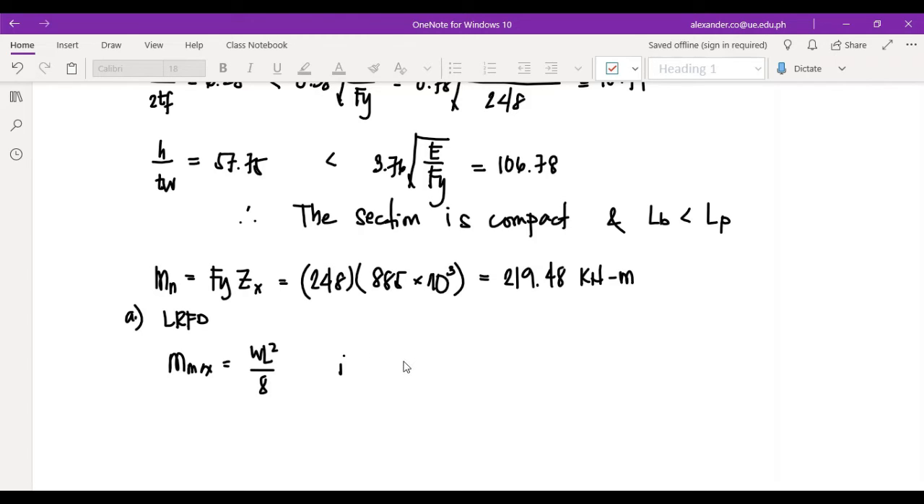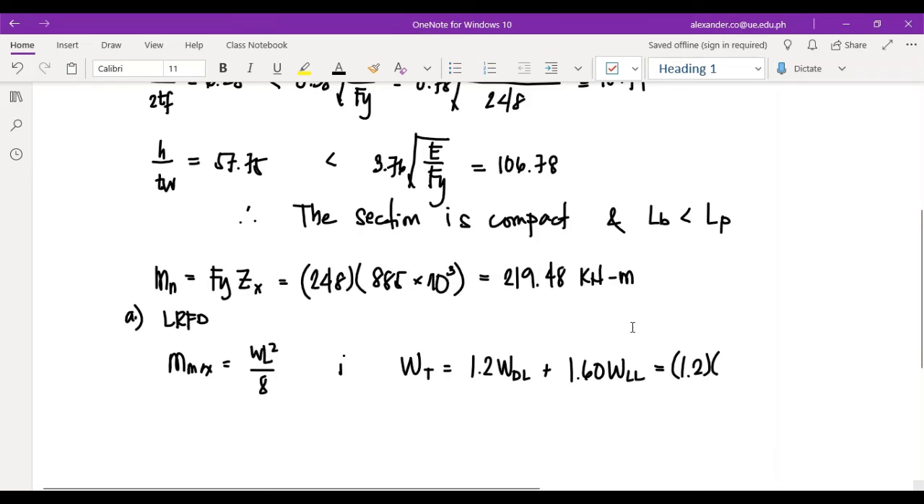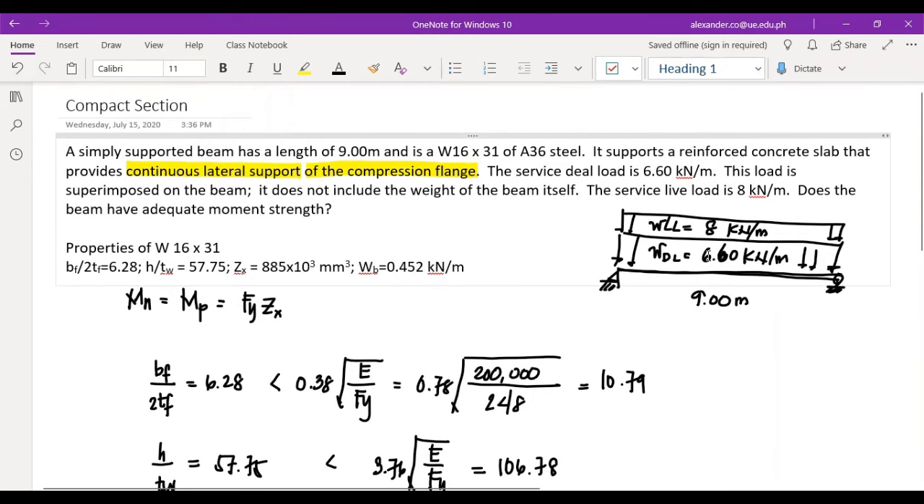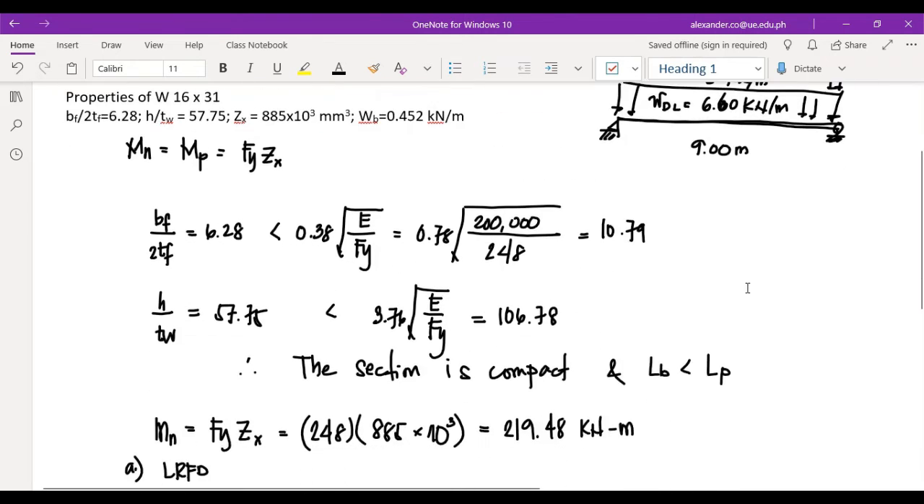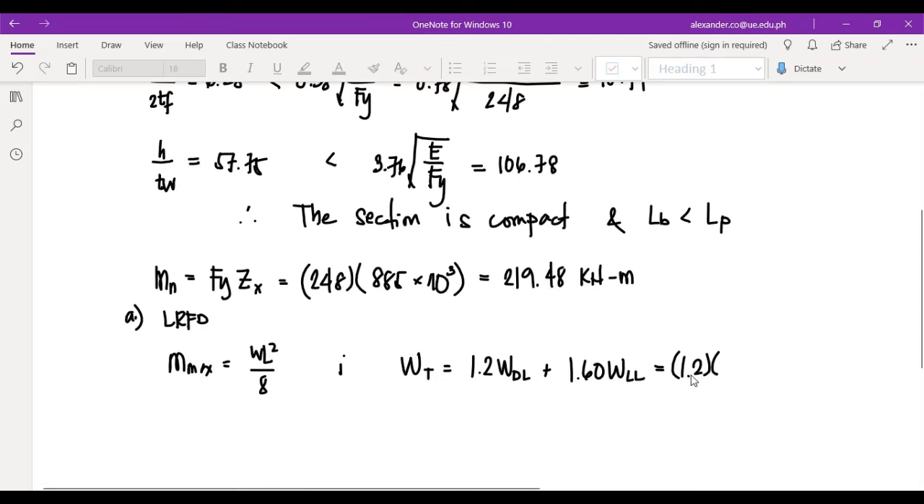So, yung weight, in total weight, it's 1.2 W dead load plus 1.6 W live load. Okay? So, ano yung dead load? Naturo na sa concrete tong ano, no? So, pag 6th edition, 1.2, hindi 1.4 tsaka 1.7. So, yung dead load is given 6.6. Okay? Plus yung weight ng beam, 0.452. So, 6.6 plus 0.452 equal to ilan? 7.05.